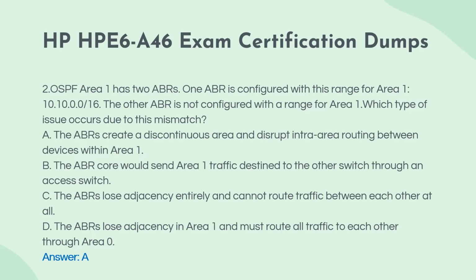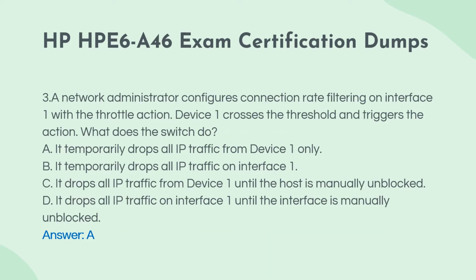B. The ABR core would send Area 1 traffic destined to the other switch through an access switch. C. The ABRs lose adjacency entirely and cannot route traffic between each other at all. D. The ABRs lose adjacency in Area 1 and must route all traffic to each other through Area 0. Answer: A. 3. A network administrator configures connection rate filtering on interface 1 with the throttle action.